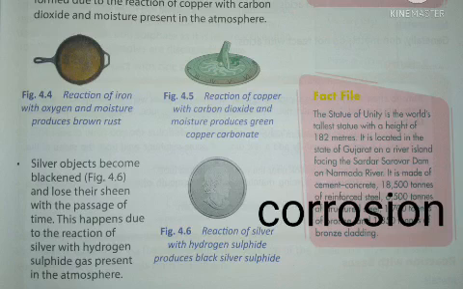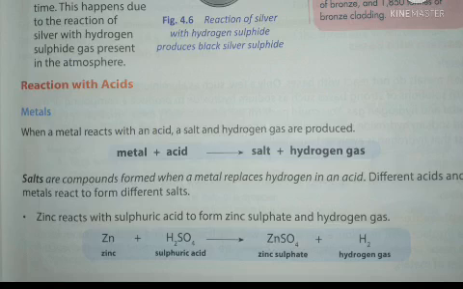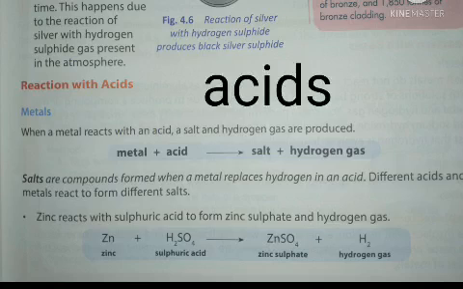Silver objects become blackened and lose their sheen with the passage of time. This happens due to the reaction of silver with hydrogen sulfide gas present in the atmosphere. Reaction with acids. Metals. When a metal reacts with an acid, a salt and hydrogen gas are produced. So the formula is metal plus acid giving salt plus hydrogen gas. Salts are compounds formed when a metal replaces hydrogen in an acid. Different acids and metals react to form different salts.